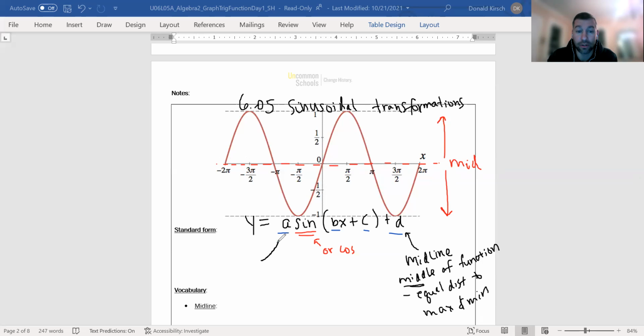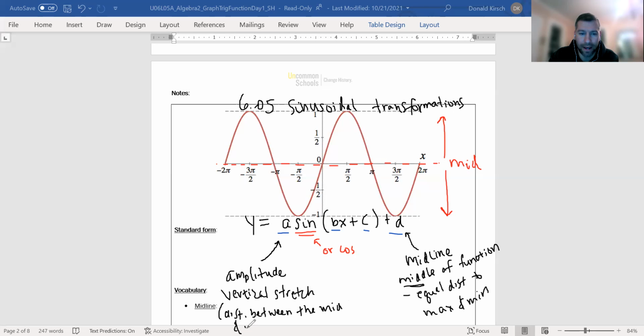The other thing that we're going to have to know today is this A value out front. It's going to be written as a coefficient, and that's going to be the amplitude. And the amplitude of our graph is a vertical stretch. What does that mean? It means it's going to take this graph and grow it up or down. And so this is really the distance between the midline and the max or min.